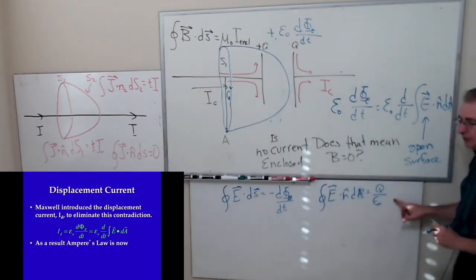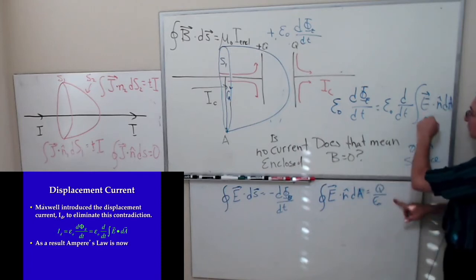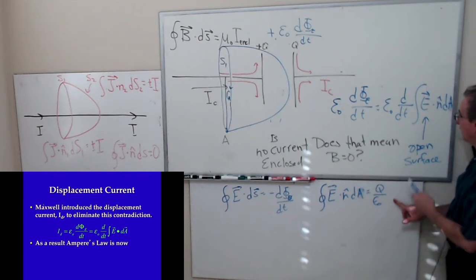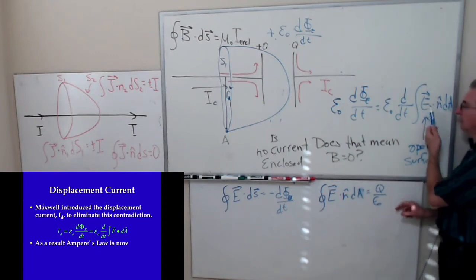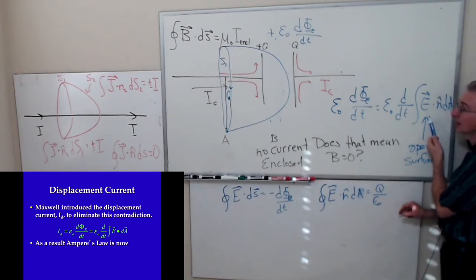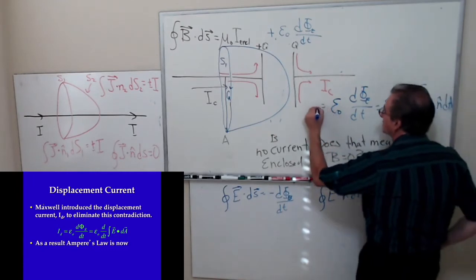If you remember from Gauss's law that this integral is related to charge. And so then it makes sense that the derivative of this integral is related to current. This term is called a displacement current.